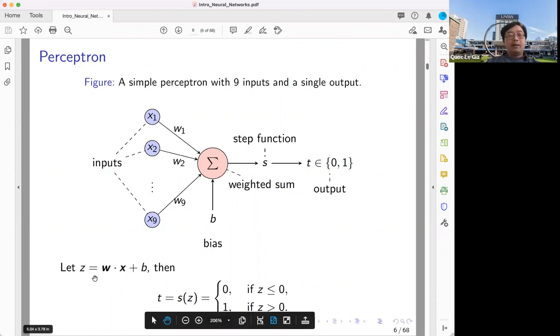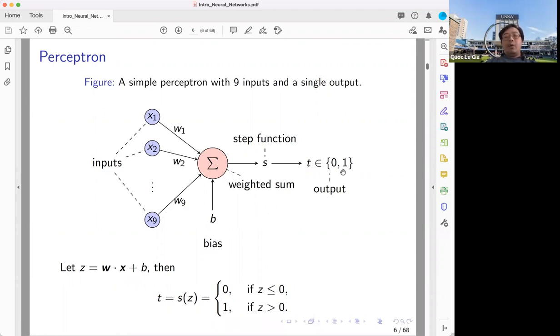We can simplify the mathematics by introducing the dot product. You define z as the dot product of the weight vector with the input vector, plus b, where b is the bias, a number that depends on the configuration of the network. Then the value of the output is either 0 or 1, depending on whether z is positive or negative. So this is the simplest perceptron you can have.